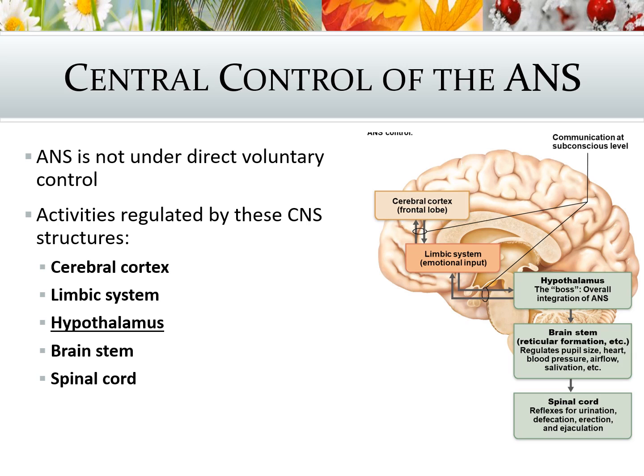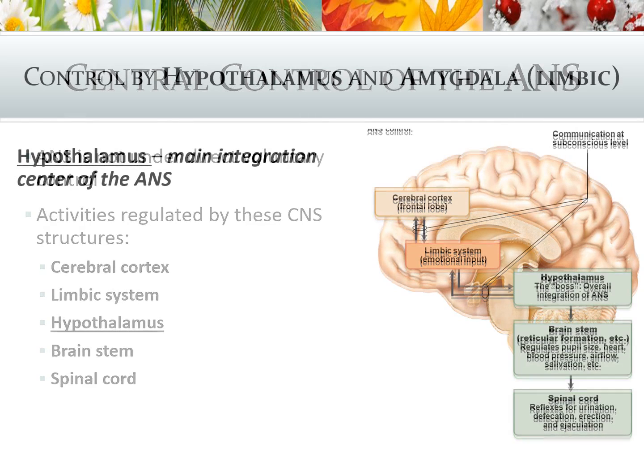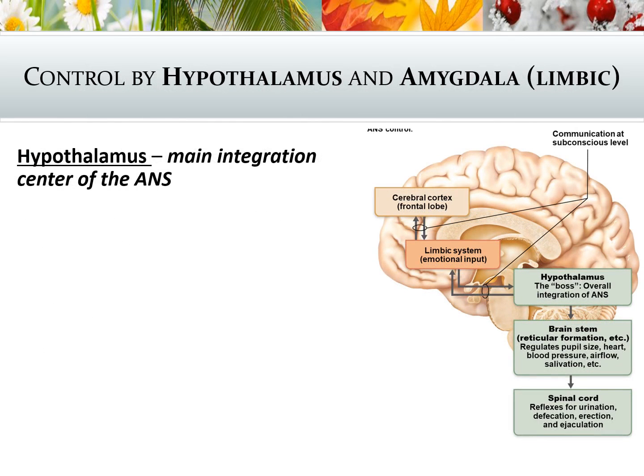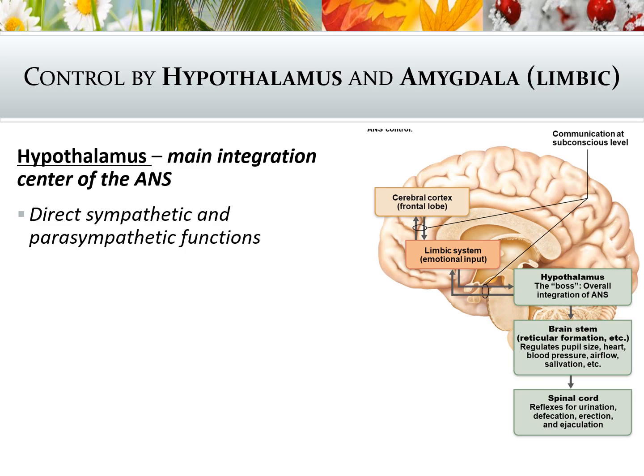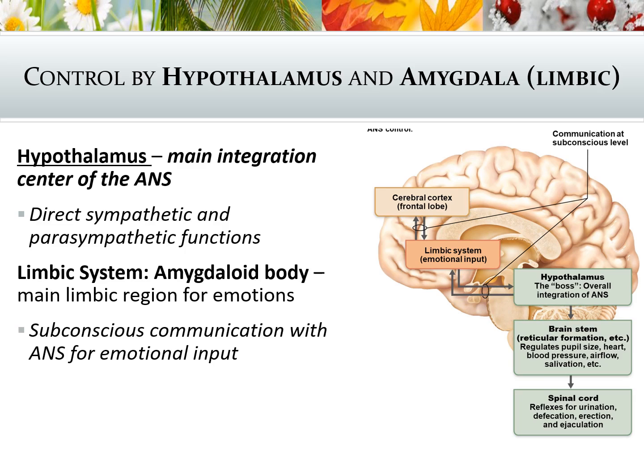But the real main player here is the hypothalamus. The hypothalamus is really the boss over the whole autonomic nervous system, okay? And it communicates with the brainstem and the spinal cord, and we'll talk about how those control the autonomic nervous system in a minute. So first, let's talk about the hypothalamus and its communication with the limbic system. It's really the main integration center for the autonomic nervous system. So it directs the sympathetic and parasympathetic functions.